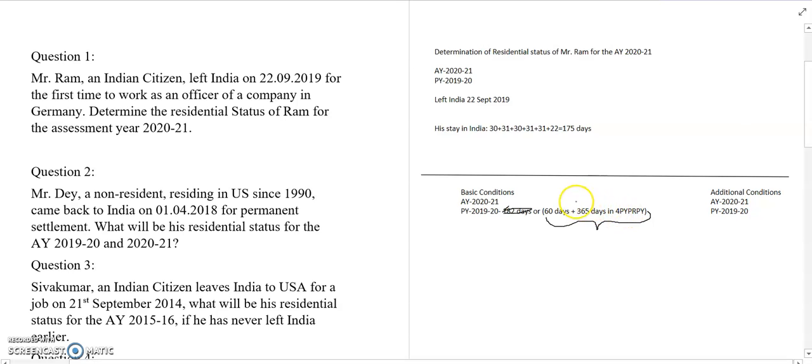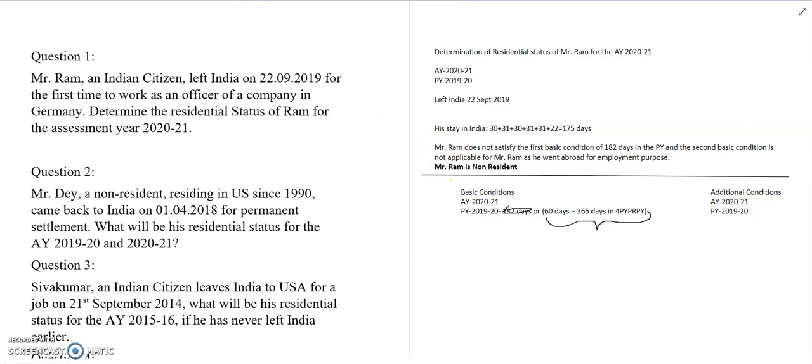As he has turned out to be non-resident, the second step, the additional conditions, we need not check. So our problem is solved. We have determined the residential status. So we have to write out the conclusion also. At the end, you have to write down this conclusion statement also.